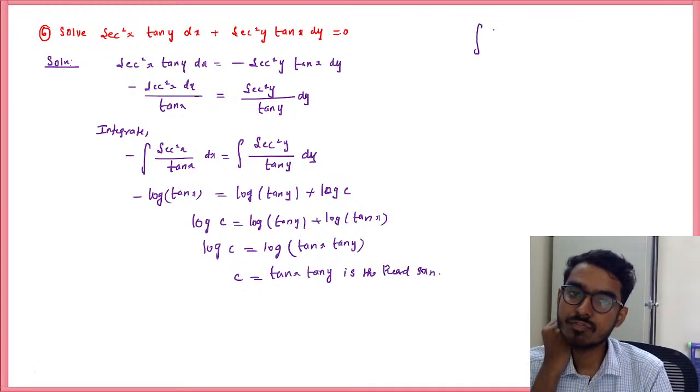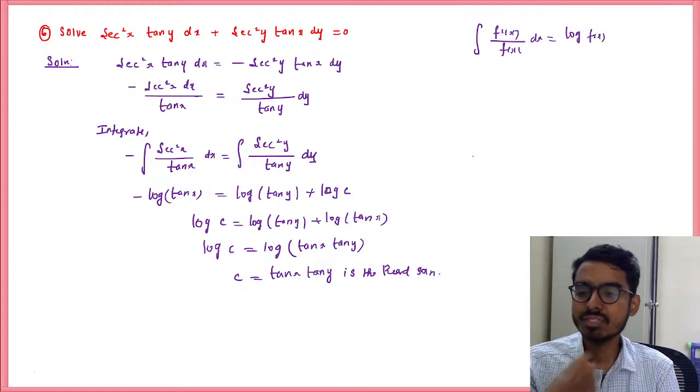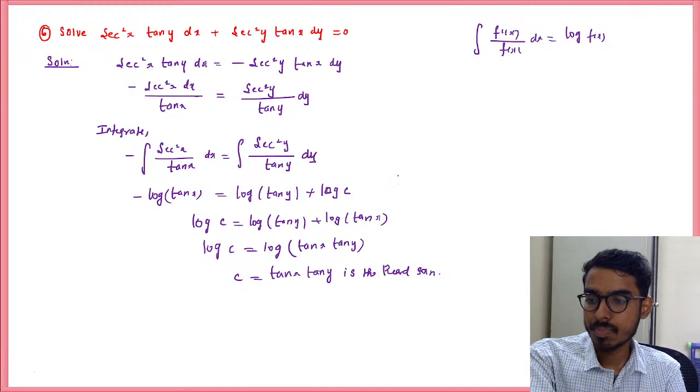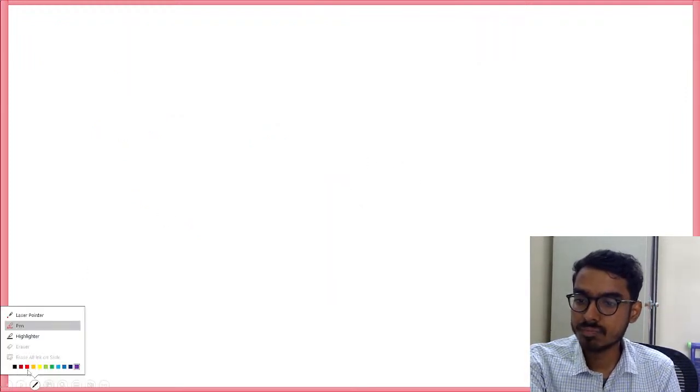Just don't forget the formula. The integration of f dash of x by f of x dx is log mod f of x, or log f of x, right? No problem. We move on to the seventh problem.